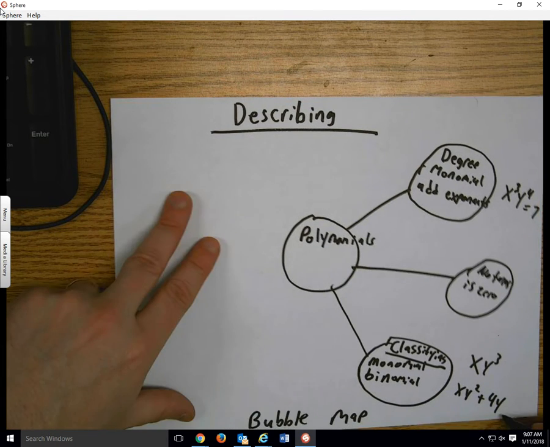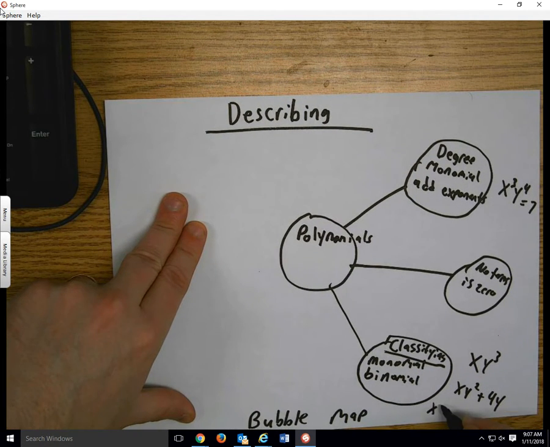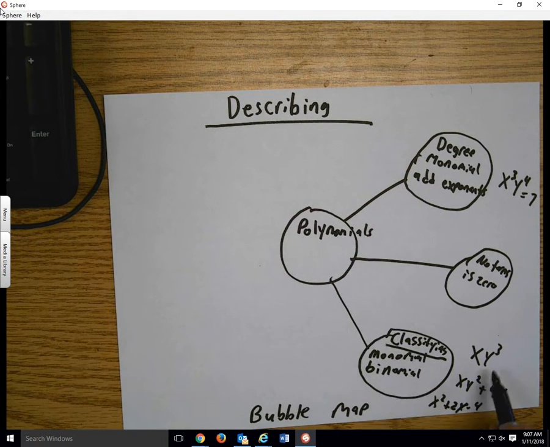What if I were to add three terms? What if it was like x squared plus 2x minus 4? Now there's three terms, because there's a plus or minus sign separating three different terms. What would that be called? If a monomial is 1 and a binomial was 2, what do you think three terms is called?